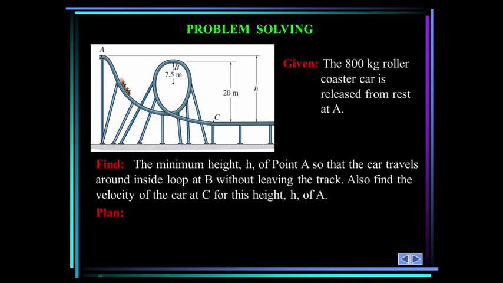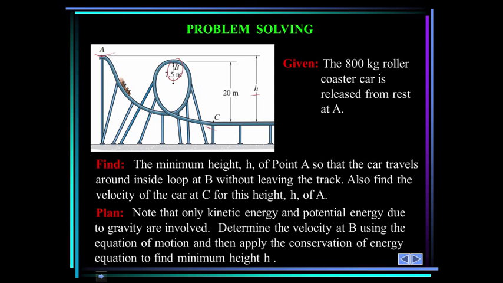Here's another problem. We have an 800 kilogram roller coaster car. It's released from rest at point A. We want to find the minimum height h of point A so that the car travels around this inside loop B without leaving the track. We also want to find the velocity of the car at point C. So our plan is to determine the velocity at B using the equations of motion, and then apply the conservation of energy equation to find the minimum height h.